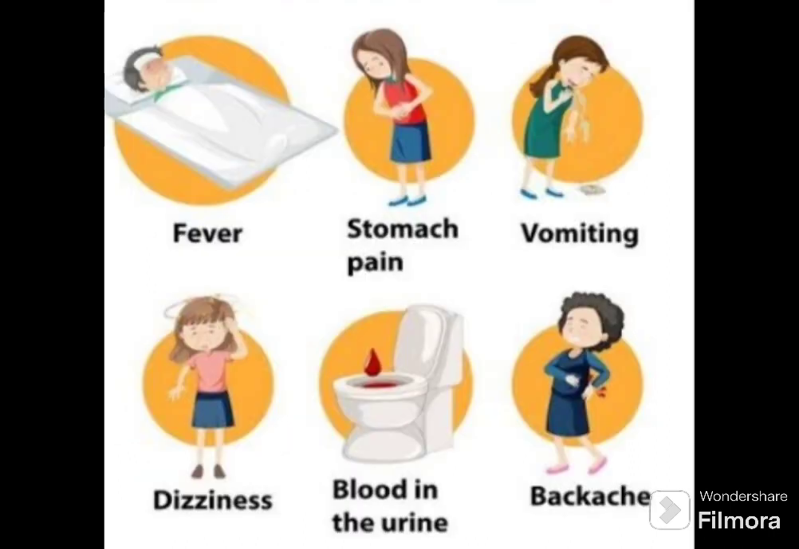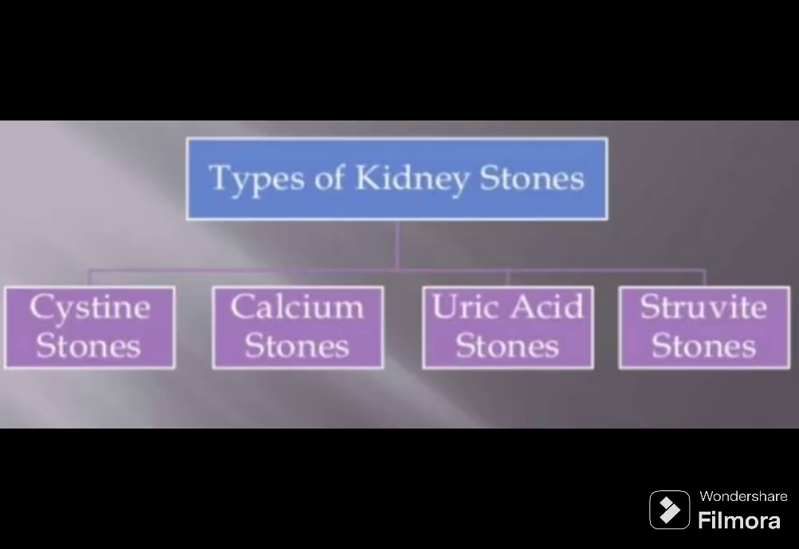Symptoms: fever, stomach pain, vomiting, dizziness, blood in the urine, and backache. These are the major symptoms of kidney stones. There are many types of stone like cystine stones, calcium stones, uric acid stones, and struvite stones. These are the major types of kidney stones. Please drink more and more water so you do not suffer any kidney disease.